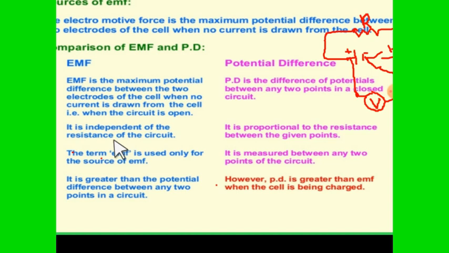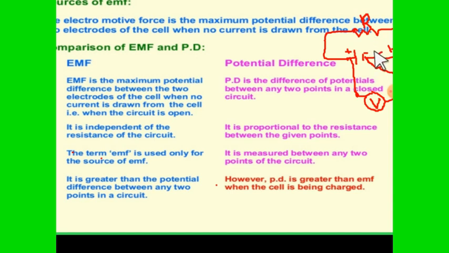Okay, the second point is that it is independent of the resistance of the circuit. Whatever this capital R is in the external circuit, your EMF will be independent of this external resistor. Why? Because when the key is open, no current will be flowing. So irrespective of this resistance in the external circuit, your EMF will remain. So it is independent of the resistance of the circuit, right?